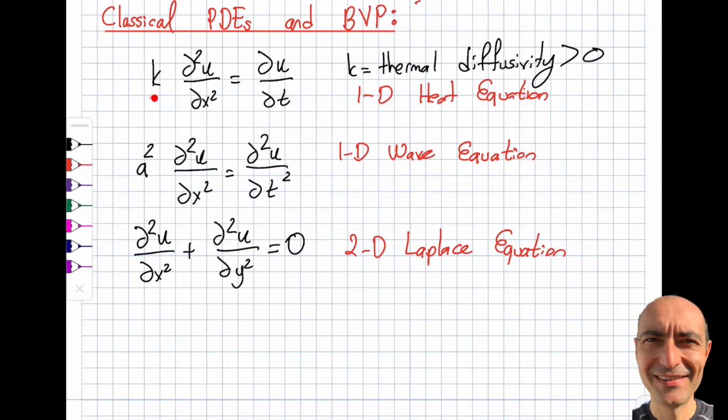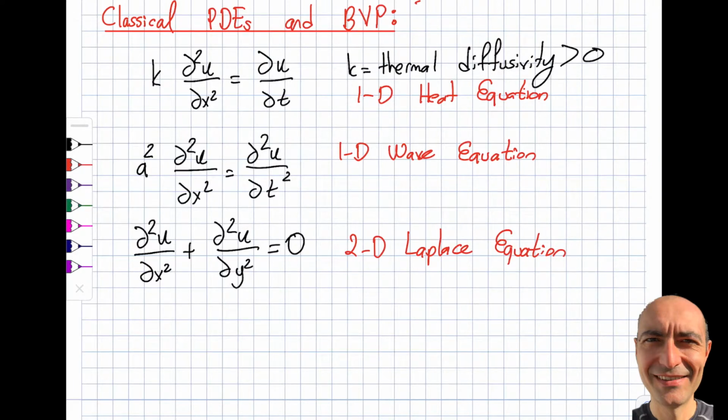So the very first one has K, the thermal diffusivity, and it is larger than 0. And U is the actual temperature in this particular case. So I'm looking at the temperature distribution in a rod. That's a typical example of this 1D heat equation. The independent variables are x and t, so it's time dependent.